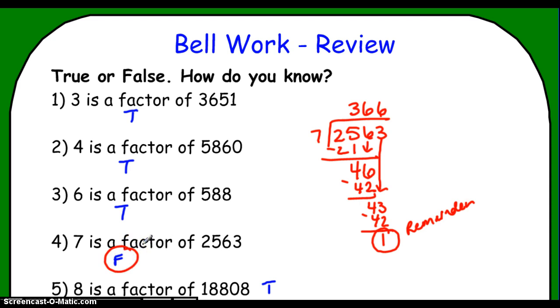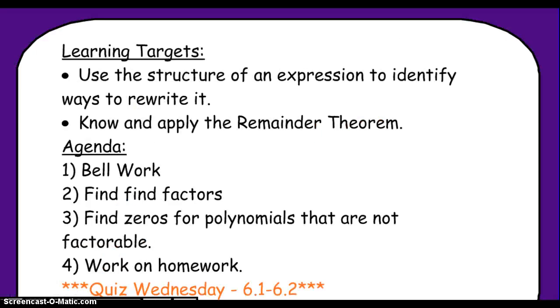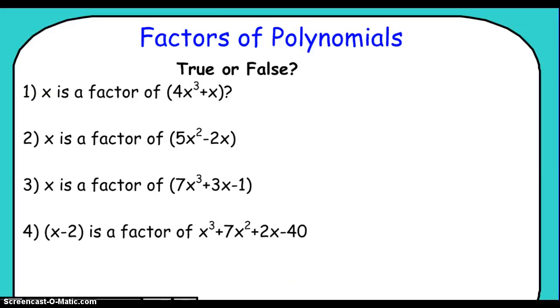So we need to know if things are factors, because then if they're factors, we can do what we just did in our last assignment, and we can find the zeros, we can find x-intercepts, and it just gives us a better picture of what the graph looks like. So what we're going to do next is we're going to figure out, are these factors of polynomials?